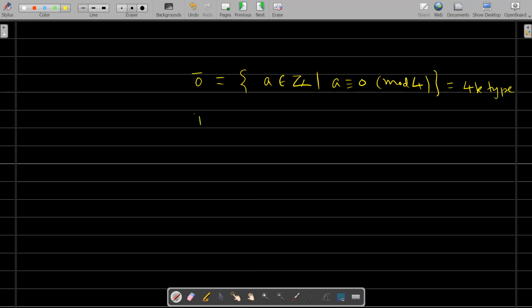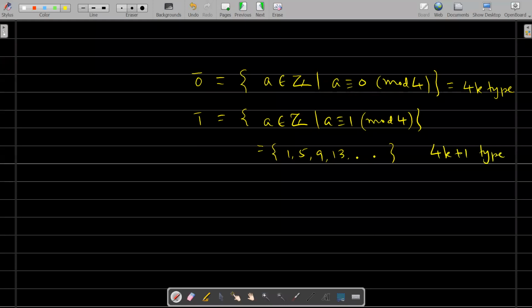What is class of 1? So those integers which are congruent to 1 mod 4. So say for example 1, 5, 9, 13, and so on. So those elements which are 4k plus 1 type, that will form class of 1. Or essentially those which leave remainder 0, that is class of 0. Those which leave remainder 1, that is class of 1.